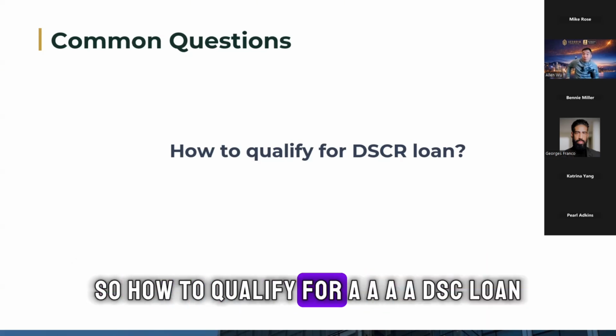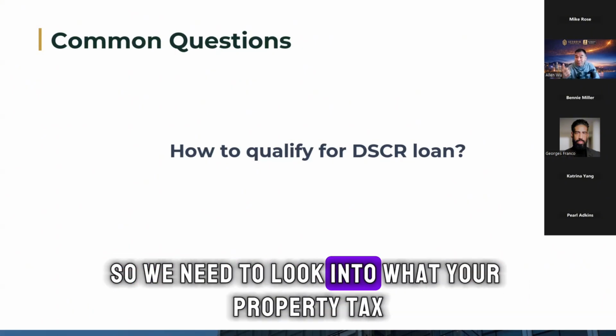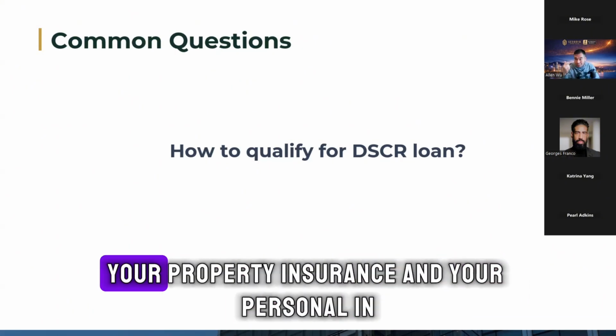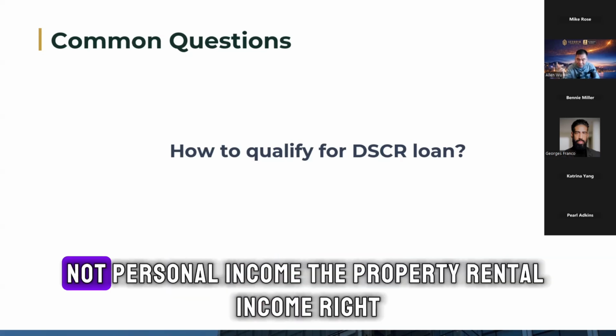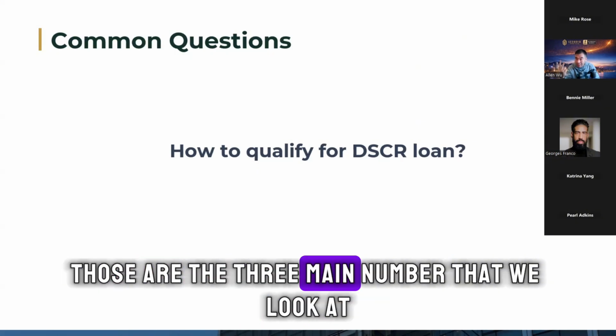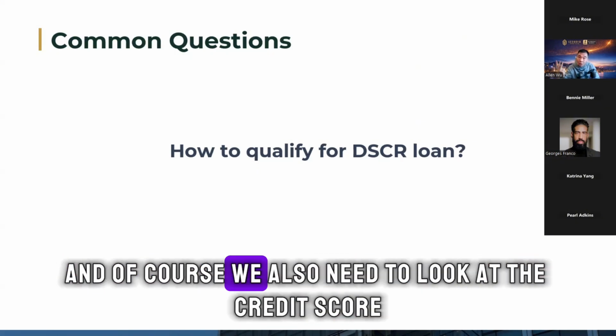So how to qualify for a DSCR loan? We need to look into your property tax, your property insurance, and your, sorry, not personal income, the property rental income. Right, those are the three main numbers that we look at.